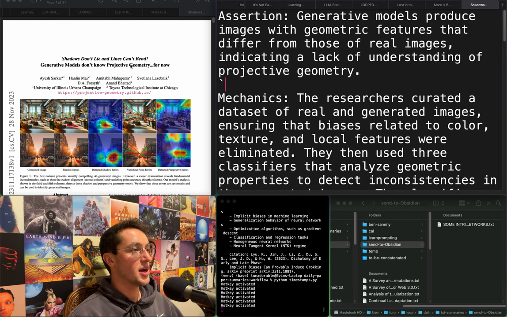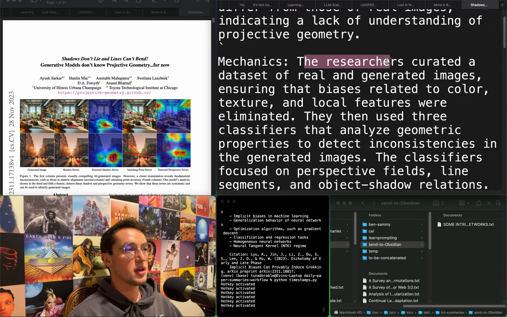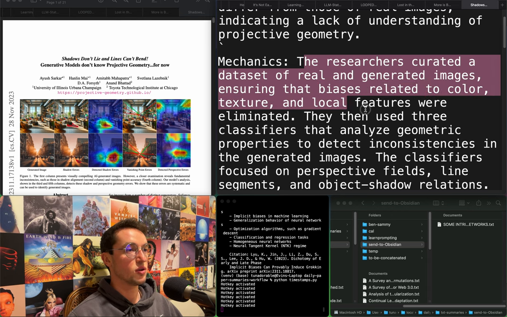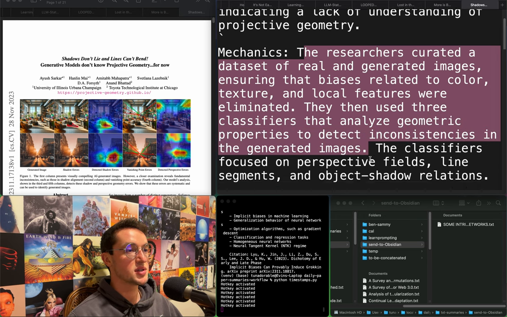Shadows don't lie and lines can't bend. Generative models don't know projective geometry for now. They produce images with geometric features that differ from those of real images, indicating a lack of understanding of projective geometry. They curated a data set of real and generated images, ensuring that biases related to color, texture, and local features were eliminated. They then used 3 classifiers that analyze geometric properties to detect inconsistencies in the generated images.